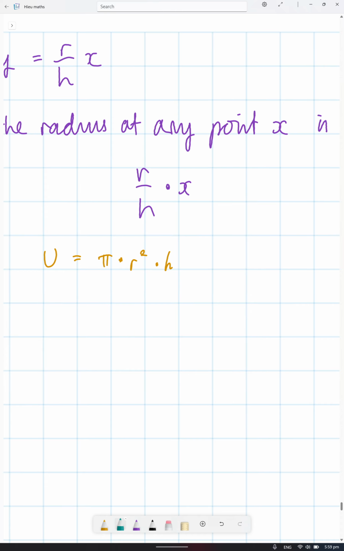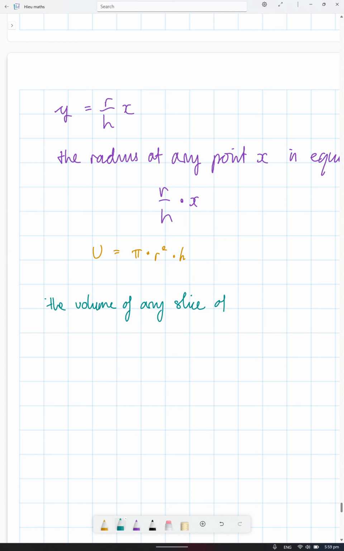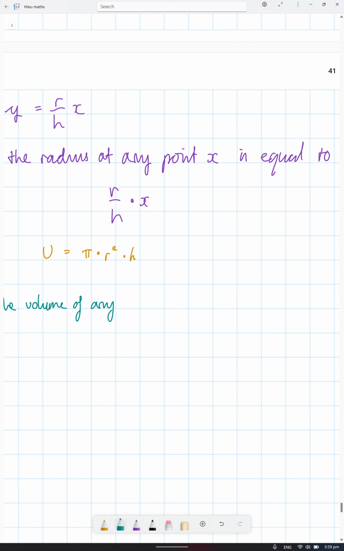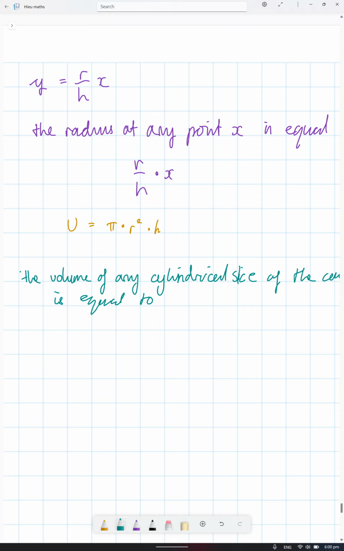So here, okay, I'll do this. If we have the radius of any point x, and we know the equation for the general volume of any cylinder, therefore the volume of any cylindrical slice of the cone is equal to, and we just substitute the radius of any point x of the curve of the cone.